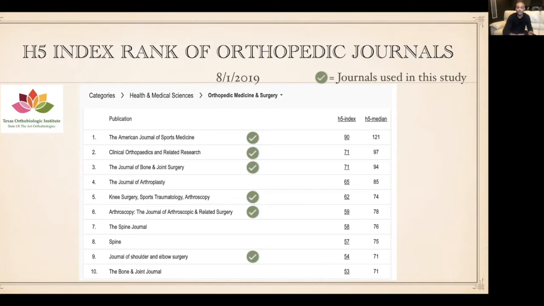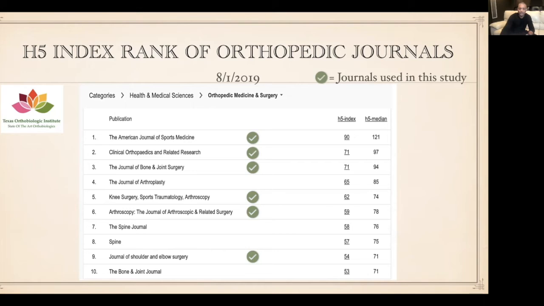The next two journals, #5 and 6, we did include, and those were the Journal of Knee Surgery, Sports Traumatology, Arthroscopy, and also the Green Journal of Arthroscopy, now renamed Arthroscopy, the Journal of Arthroscopic and Related Surgery. And then the sixth and final journal that we included in this analysis was the Journal of Shoulder and Elbow Surgery. So these are 6 of the top 10 journals.